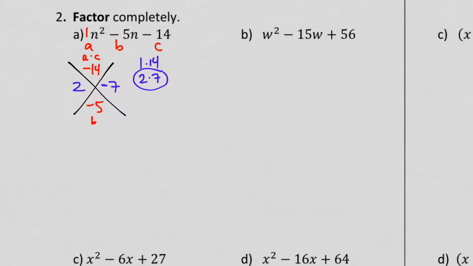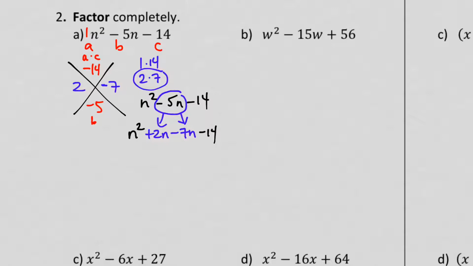We'll take the original question. So here's the original n squared minus 5n minus 14. But now I'm going to take this original b term here, and I'm going to rewrite it as plus 2n minus 7n. And I took these numbers from what I found here in the x factor. Otherwise, the rest of it comes down the same. So n squared in front minus 14 in back.